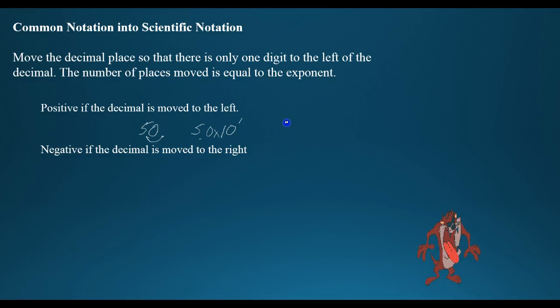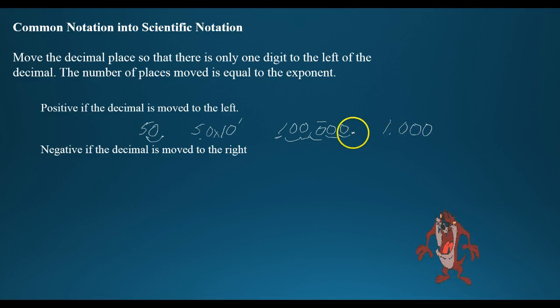Let's say that we have 100,000 and we have a line above the third zero. We're going to move the decimal. We need one digit to the left of the decimal. That's going to be the 1. So we have 1, 2, 3, 4, 5 spaces we moved. 1.000. Now we need the 3 zeros because you have a bar above that third 0, times 10 to the 5th, since we moved it 5 places.